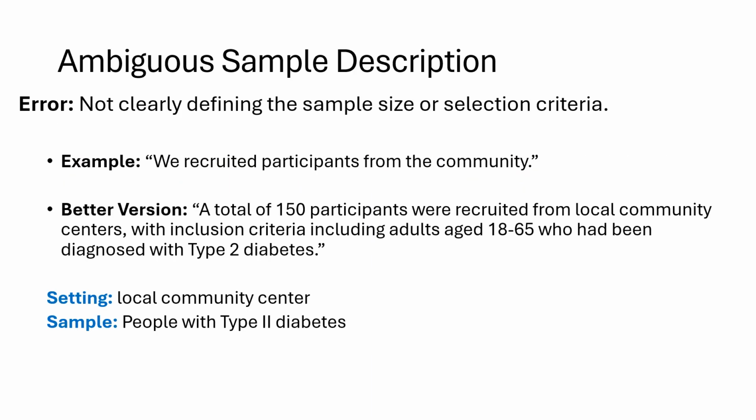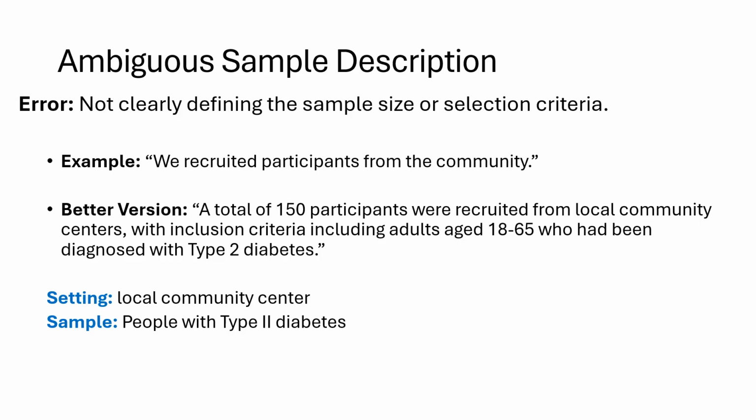So another common mistake is the ambiguous sample description. You need to clearly define what your sample size is and your selection criteria. Because if you're doing a study and you don't say how many people you're going to use, and it's a type of study where they would expect maybe a couple of hundred people, they're going to want to know exactly how many people are going to be in there.